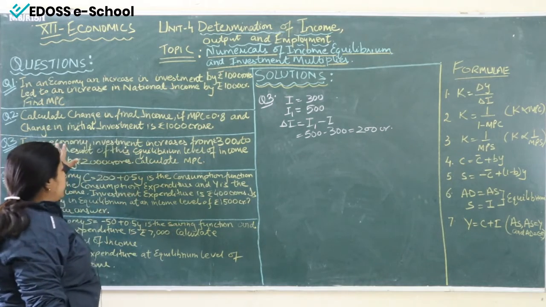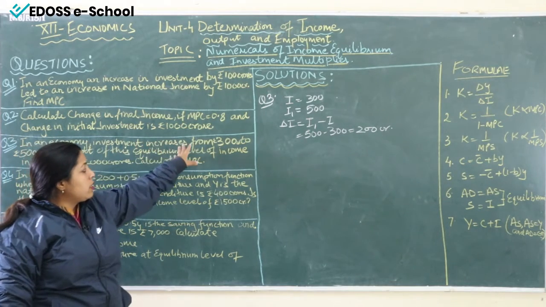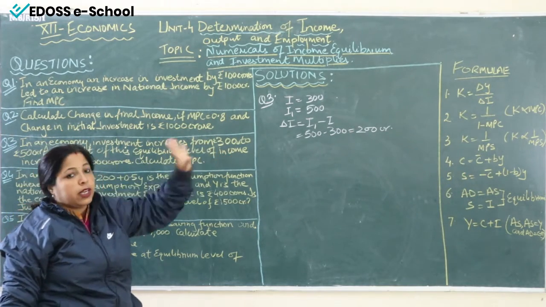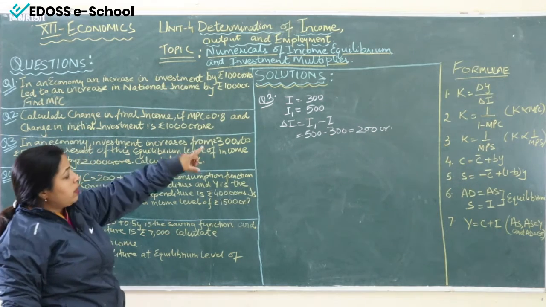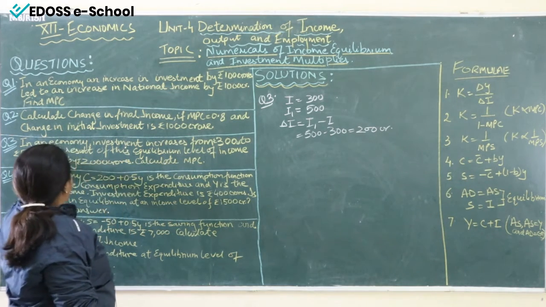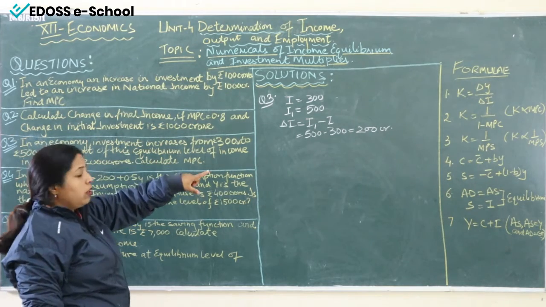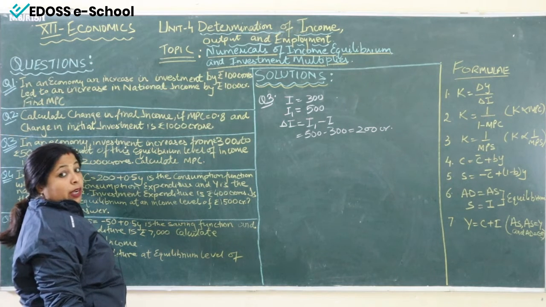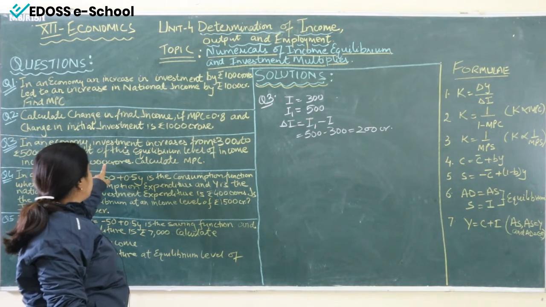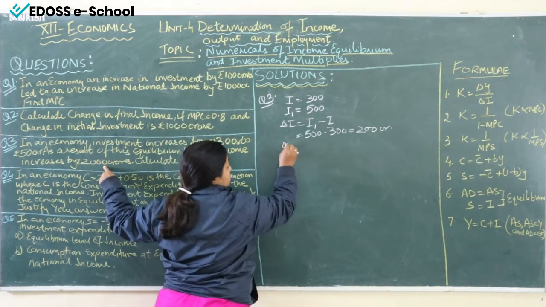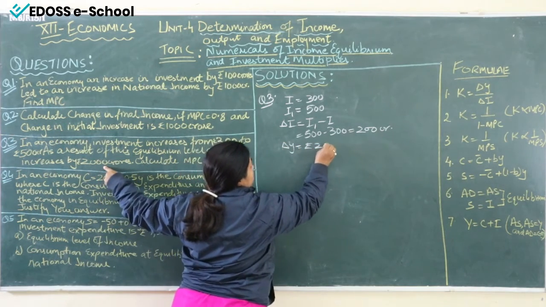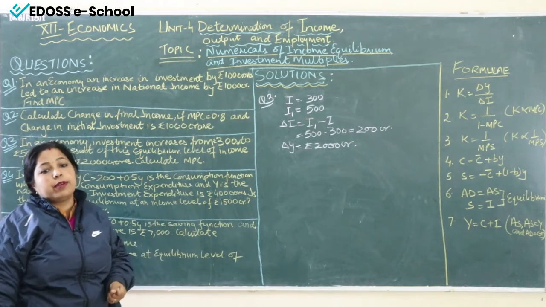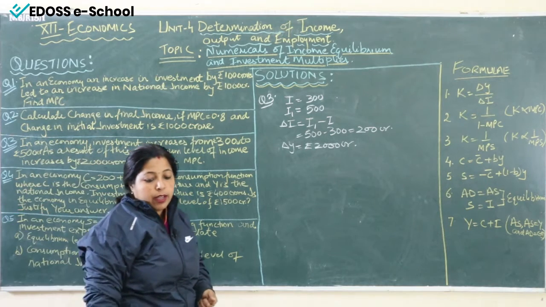So the first step we have completed. In an economy, investment increases from 300 to 500. Increase we have come to know and increase हमने निकाल दिया. अब कितना increase हुआ? That is 200 crores. Next, as a result of this change, the equilibrium level of income increases. Equilibrium level of income increases by 2000 crores. So delta y is rupees 2000 crores. Calculate MPC.